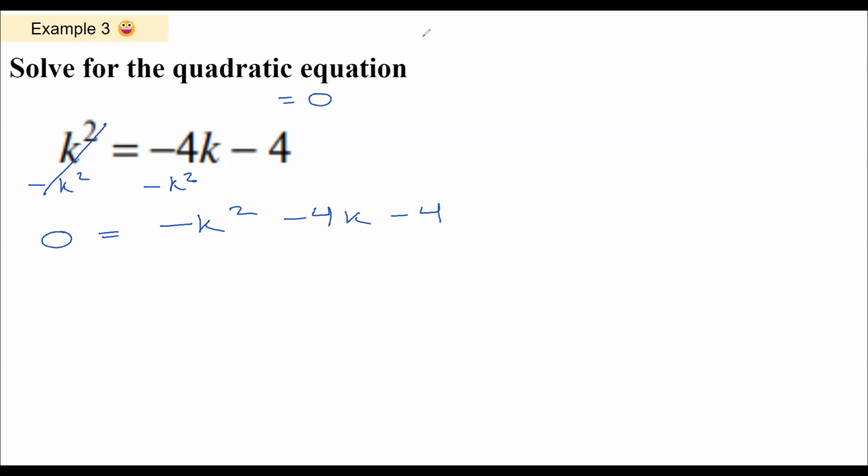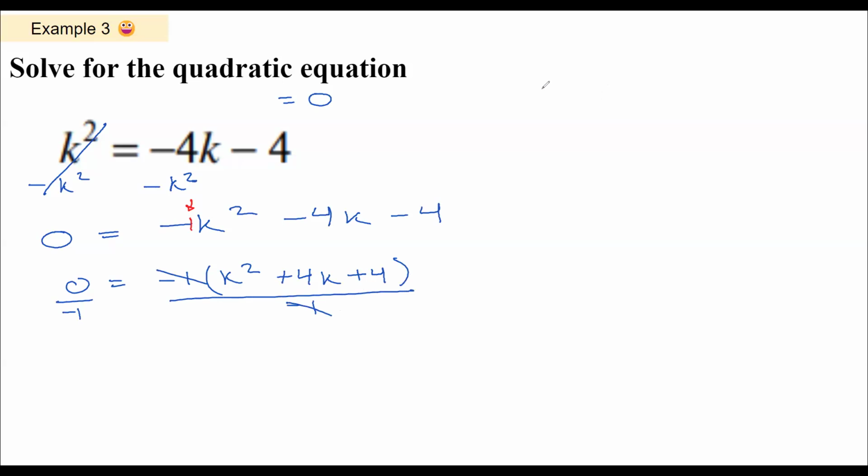Now, what did we say whenever we had a coefficient that was not equal to 1? Well, in this case, it happens to be negative 1. So I'm going to factor it out. So I have 0 equals negative 1 times k squared, we factor out the negative 1, positive 4k, negative 4, we factor it out, we have positive 4. What do we do to each side? Divide by negative 1, divide by negative 1.